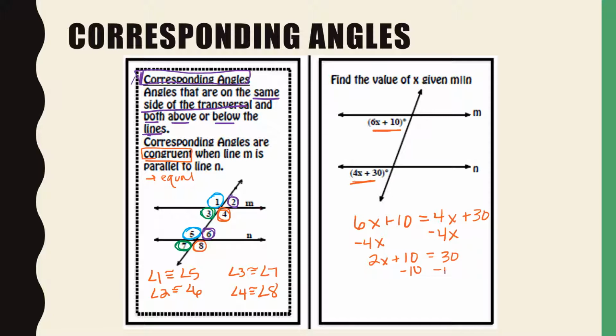Subtract 10 from both sides. 2x equals 20. Divide by 2, divide by 2. X is going to equal 10. So I found x. That's all I was supposed to find. Find the value of x given that m is parallel to n. So yep, we found x. So this example would be done.